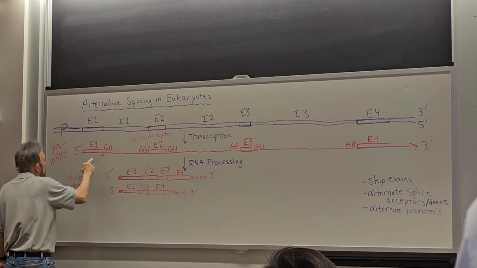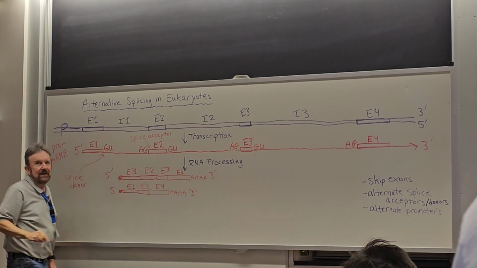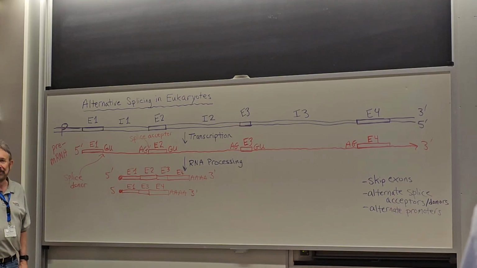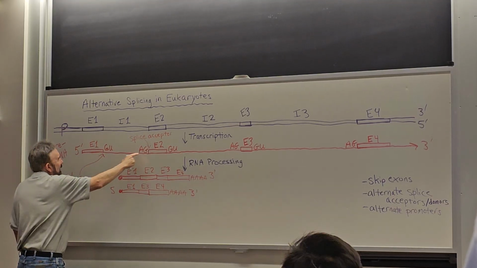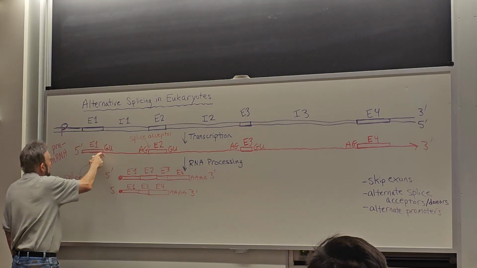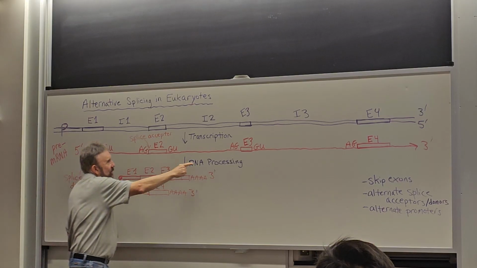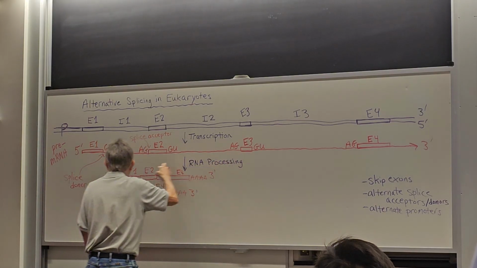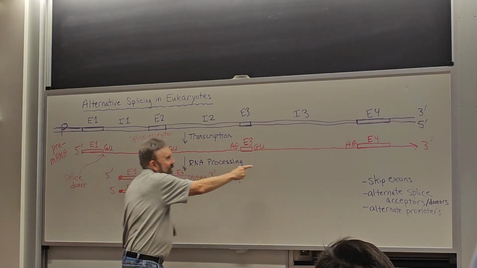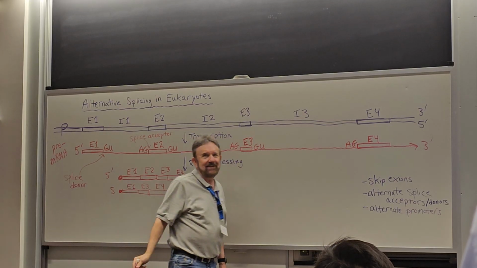So the idea is that you can splice from any splice donor to any splice acceptor. And so we could go from this splice donor to that one, that would be the most typical, or we could go from this splice donor to that splice acceptor, or from that splice donor all the way down to that splice acceptor, right?